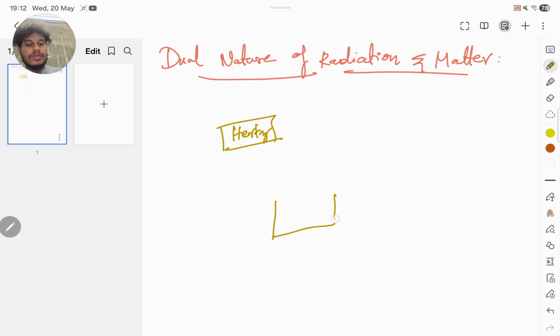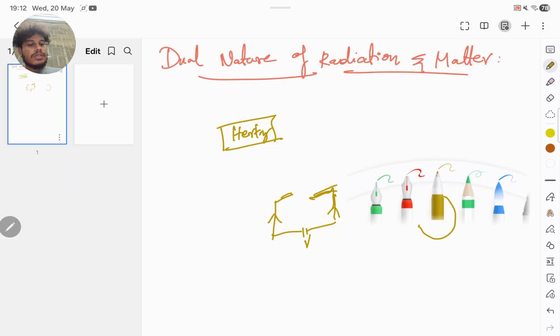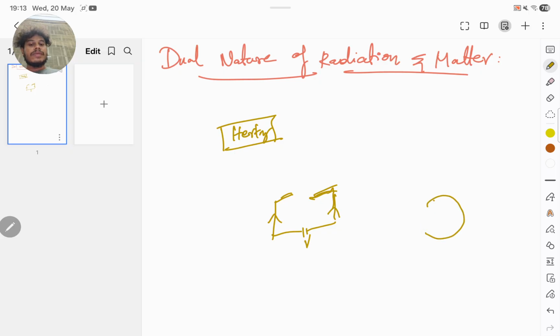There is a voltage here, and it is a spark generator. What does this spark generator do? It creates a spark from the higher voltage generated across the two wires here, and I am also placing a metallic ring here.